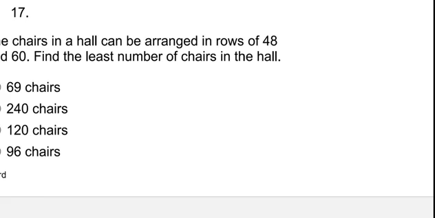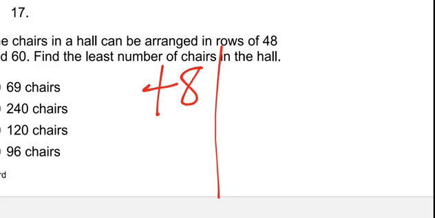So when you have this, I said in the video that we use it when you are trying to find the least common something that will happen. So we want to arrange something now. How many arrangements are we going to have if we want to arrange in rows of 48 and 60? So we just find the LCM, just an application of LCM of 48 and 60.